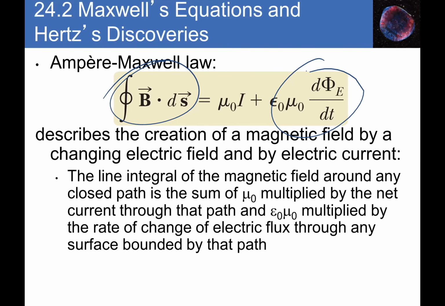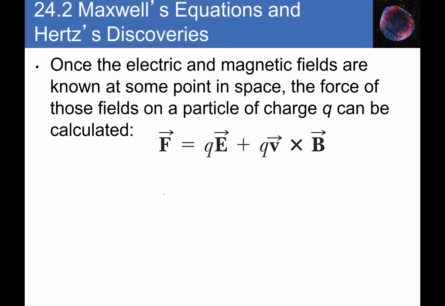The line integral of the magnetic field around any closed path is the sum of mu naught multiplied by the net current through the path and epsilon naught mu naught multiplied by the rate of change of electric flux through any surface bounded by that path. Okay, so those are Maxwell's equations. But to describe the entire electromagnetic phenomena and electromagnetic waves, we also have to look at one more equation.